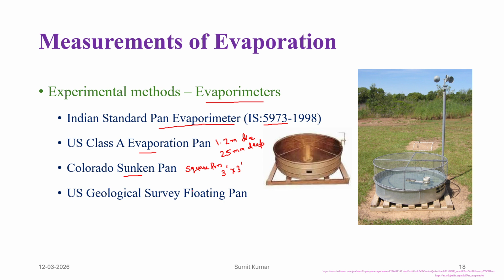Another widely used evaporatometer is the US Geological Survey floating pan. This one floats directly on the lake or water body. So it better simulates actual large body evaporation by matching water temperature and other conditions.